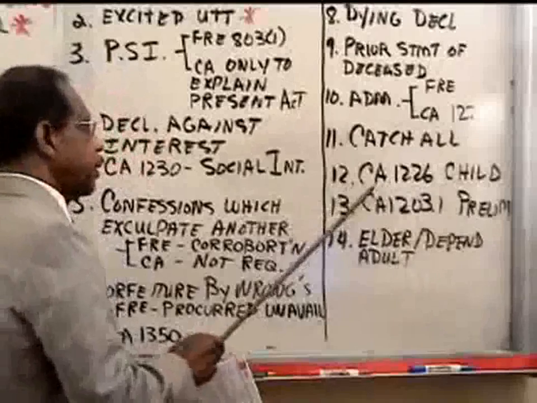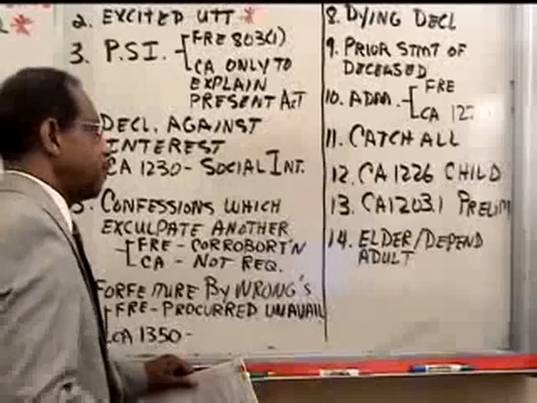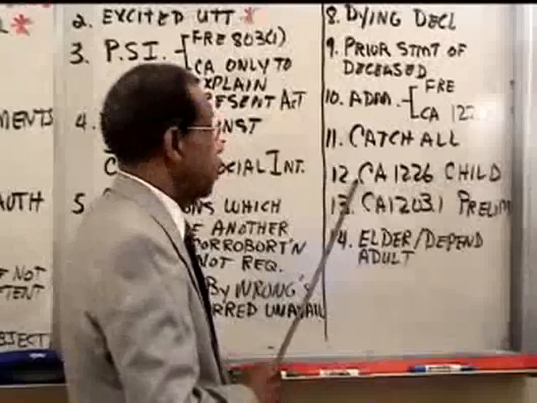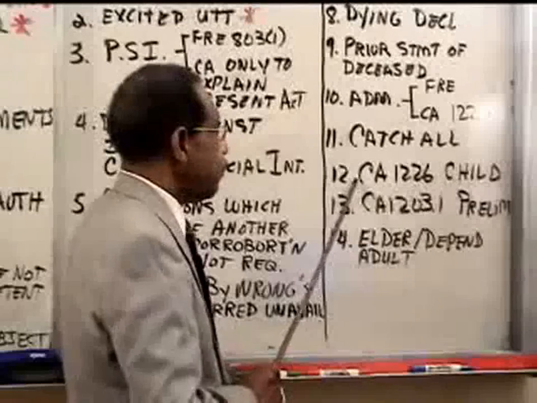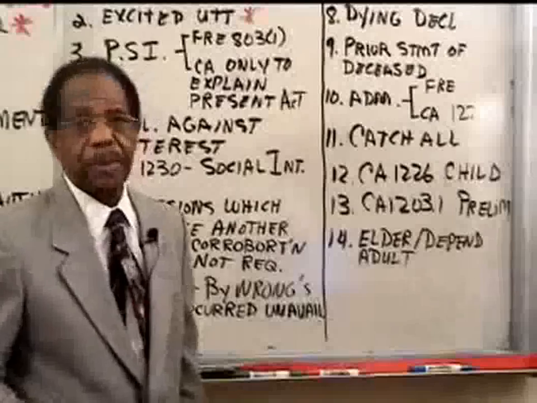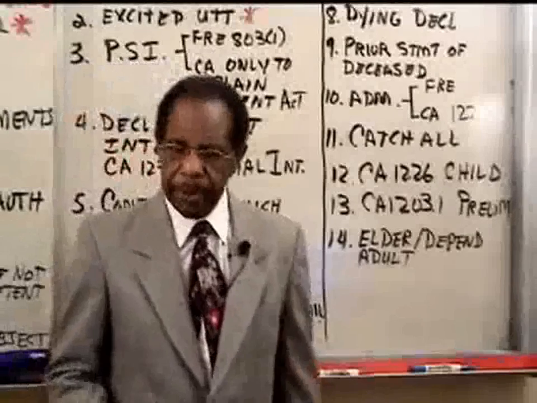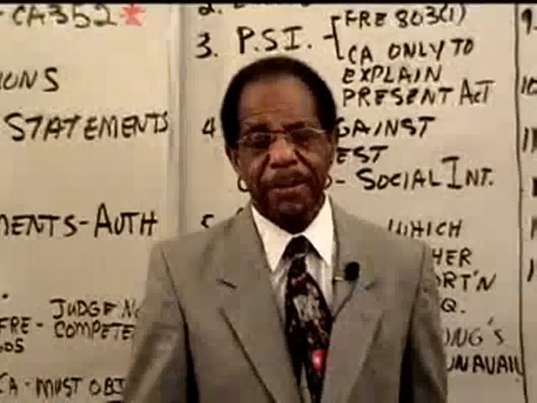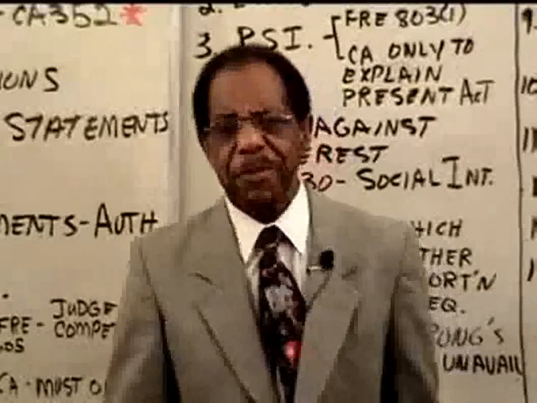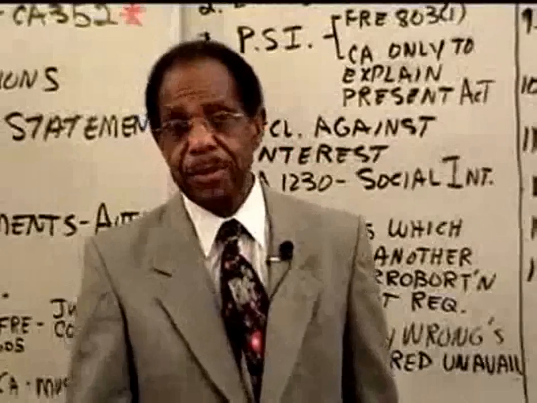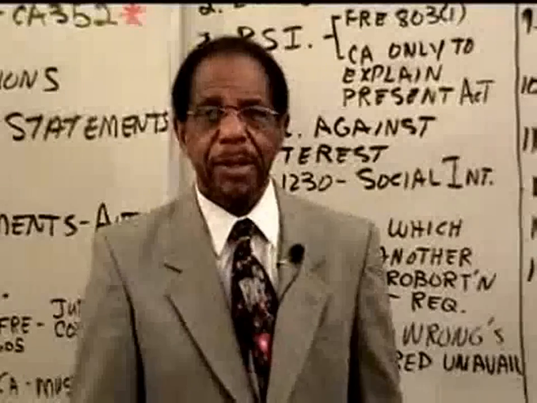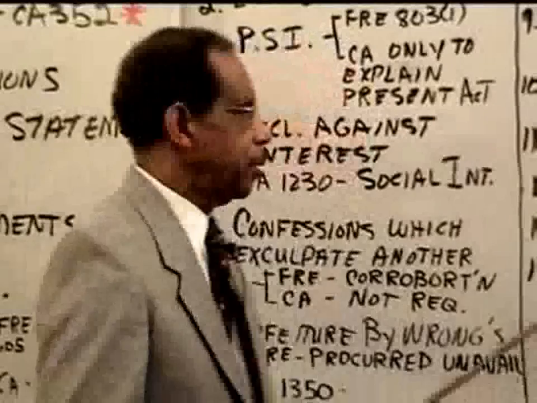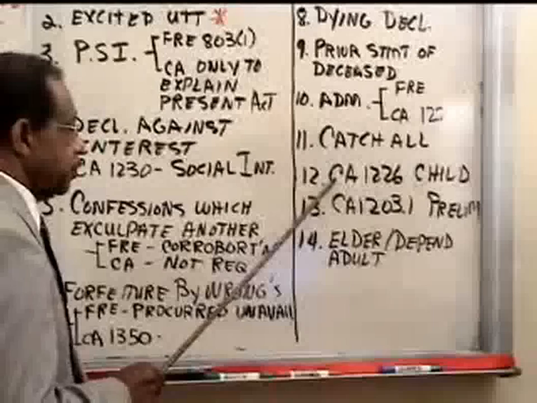Item 12, at California section 1226, we have another section which is unique to California, not present in the federal rules at all. And this section says that if a child makes a statement to someone, if the child is suing for a personal injury to the child, and the child makes a statement about their injury, or how they got it, or something of that sort, that is hearsay, of course, but it is admissible in a case where the child is the plaintiff suing for the personal injury. So the hearsay statements of a child can be admitted in those cases.